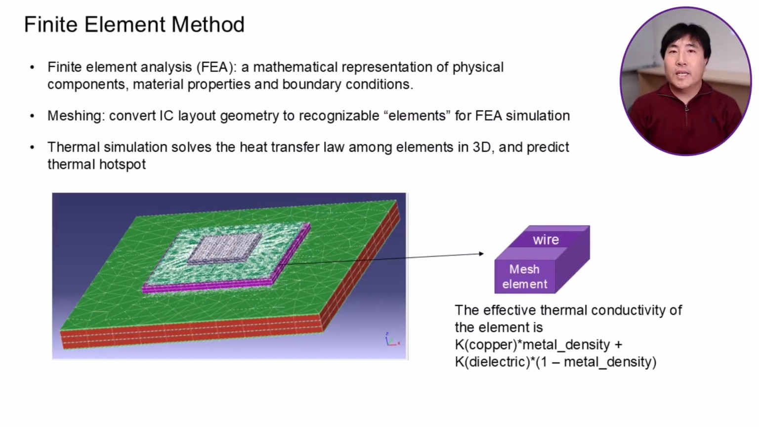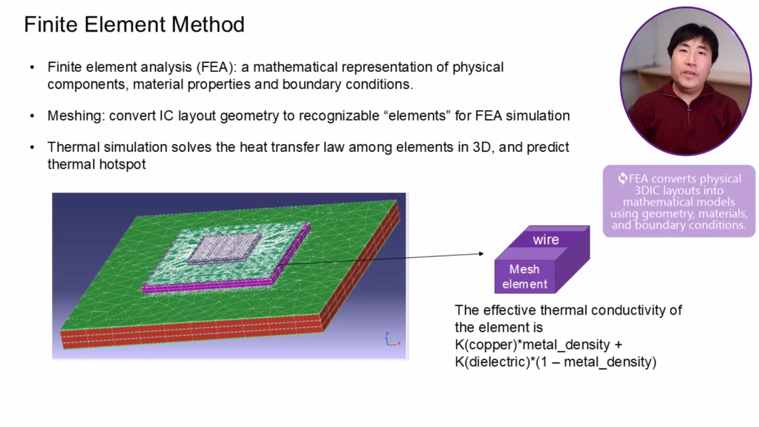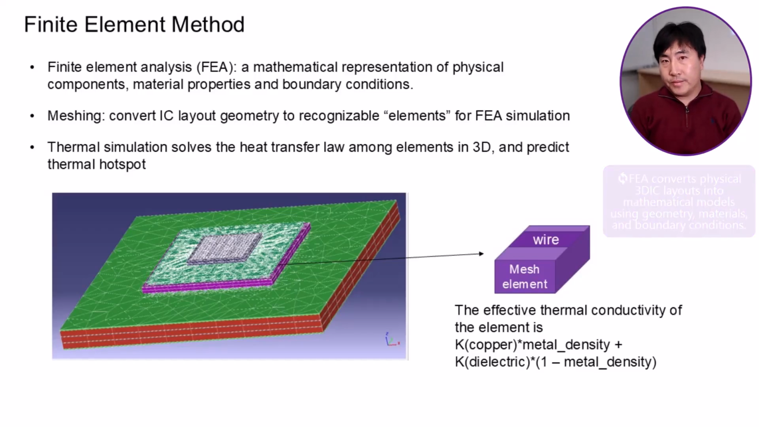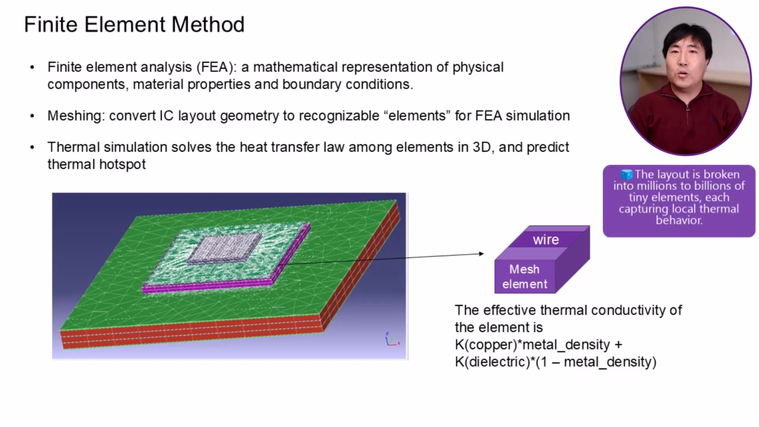To model these complexities, we typically resort to the finite element analysis approach, or FEA. So FEA translates physical structures into mathematical models. It will account for geometry, material properties, and boundary conditions. Also, we typically use meshing to break down the multi-die layout into countless elements, each representing a tiny chunk of the whole system.